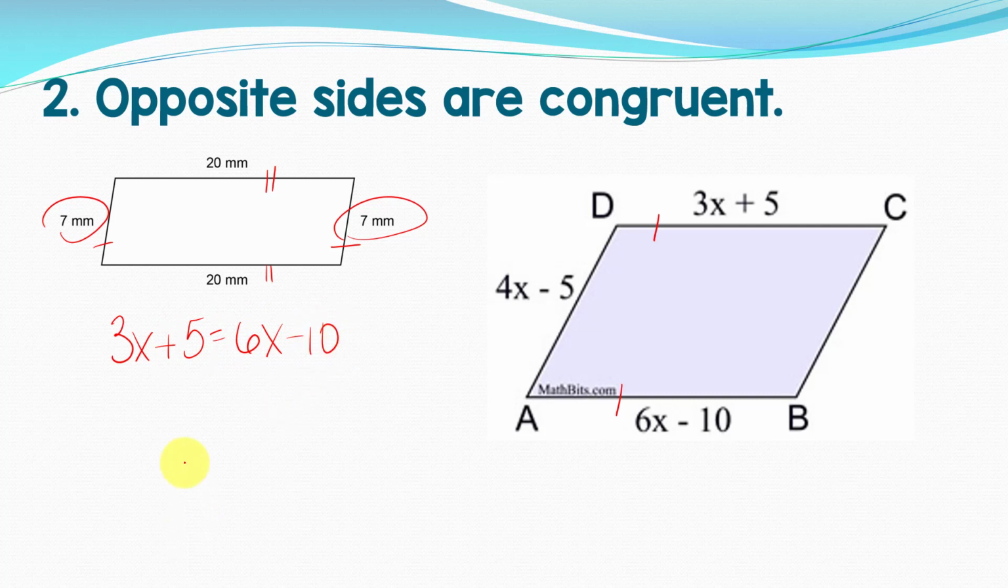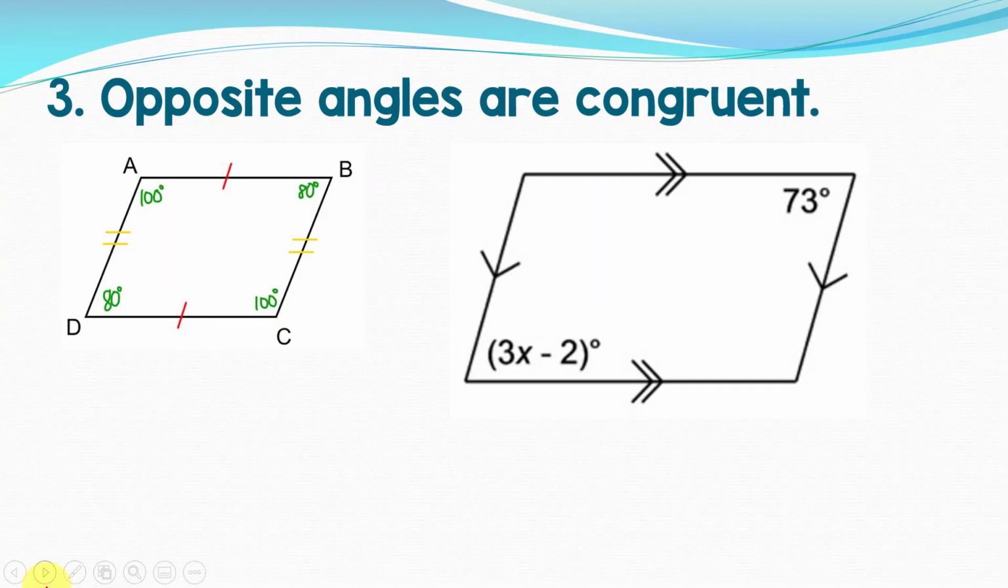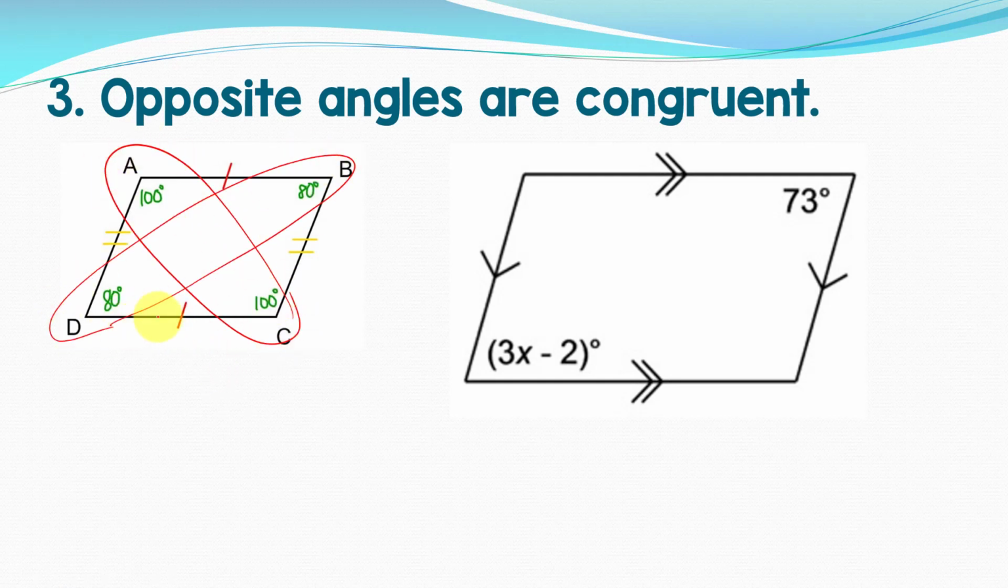Okay. And I can solve that for x, and then I could find out the other side by substituting n for x. Okay, so I'll let you do the algebra. We also know that opposite angles are congruent. So these angles are going to equal each other and these will equal each other.